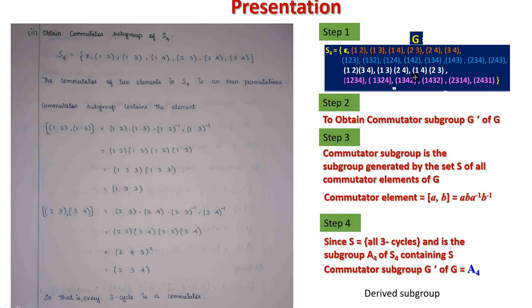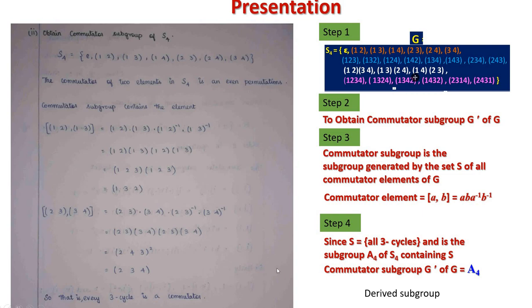So here, of course, if you have done like that, then you can conclude that since S is this, and A4 is the subgroup of S4 containing S, then the commutator subgroup G prime of G is A4. Like that, you can conclude. There is another name given to this G prime, that is called the derived subgroup.